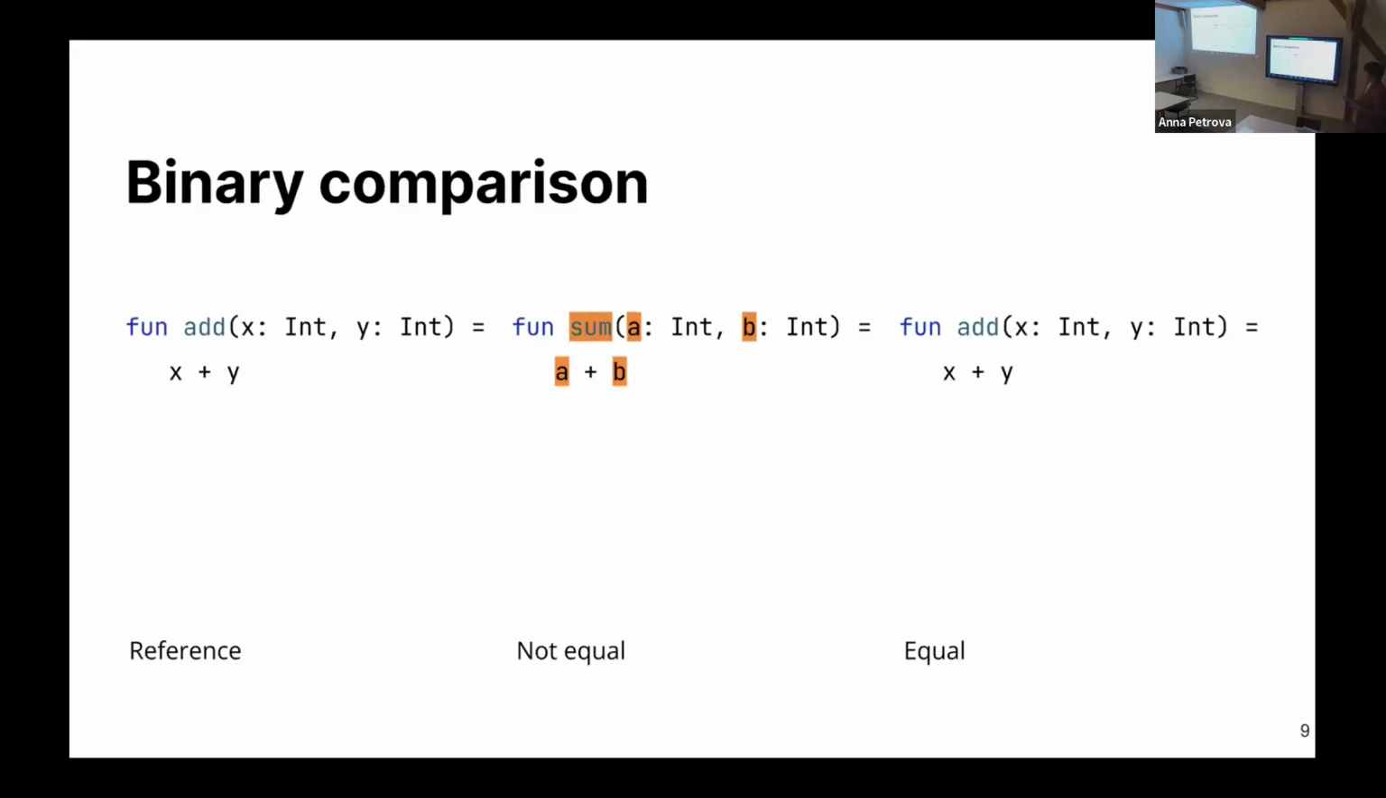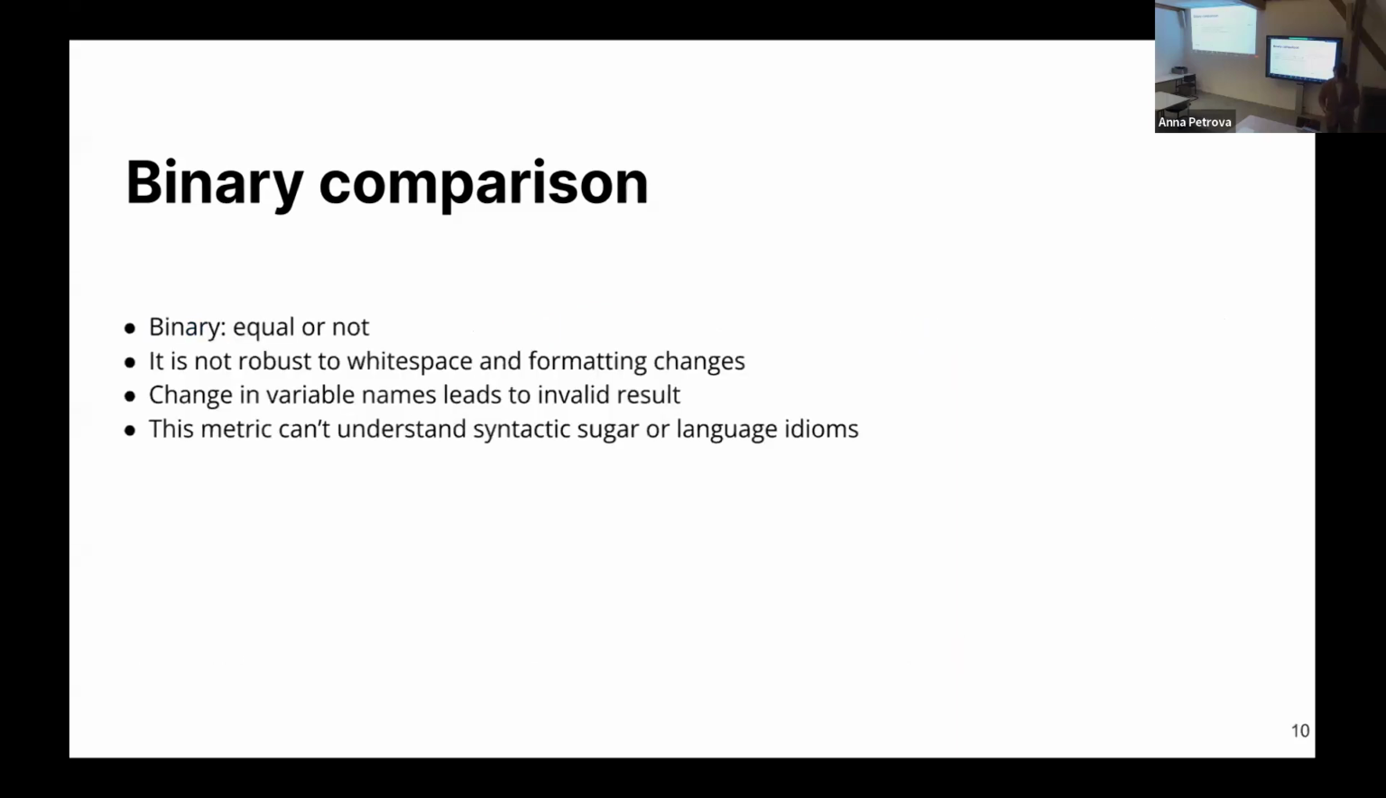So the first metric that we used was some simple char-to-char comparison. We can see the reference and two solutions. One is 0 because the two programs are not equal. And the second pair, the first and the third solution, are equal. So the technique is very easy to implement, but it has several drawbacks.